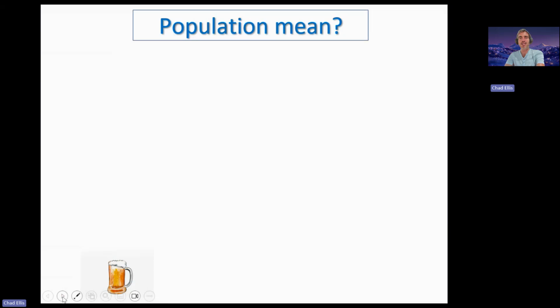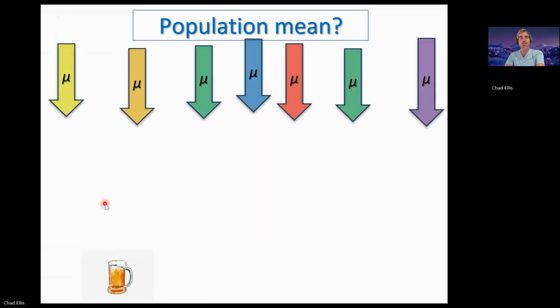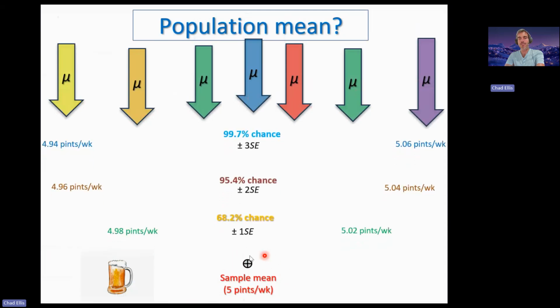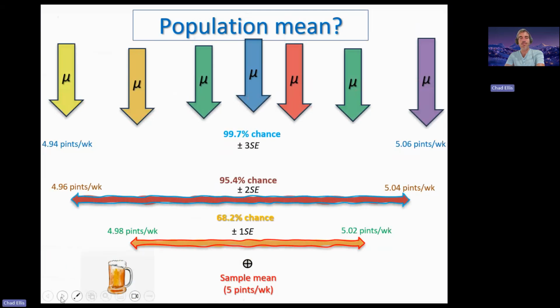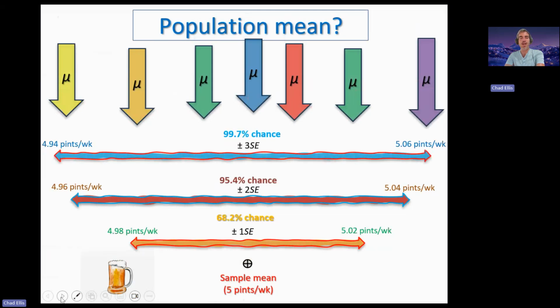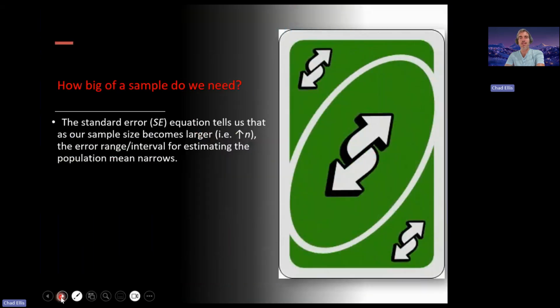So back to our pint example, right? We have some population mean, mu. We do not know what it is. It could be any of these arrows that came down there. And we're trying to estimate what that is using our sample mean of 5 pints per week. So if we apply our standard error, if we put 1 standard error above and below it, that gives us a 68.2% chance. If we go 2 standard errors out, we get a much larger confidence in our estimate. And then we can apply 3 standard errors, where we're virtually certain that we're capturing the population mean.